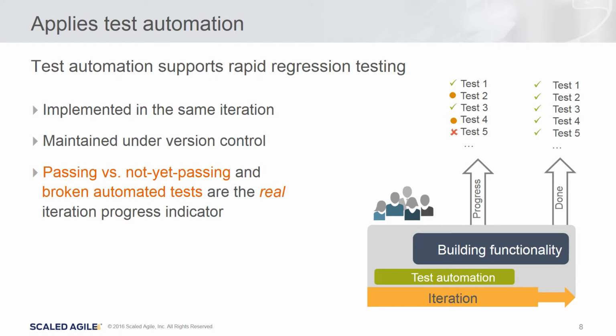Agile teams apply test automation, and that supports rapid regression testing. Why do we need that? Because when we're providing these basic cycles, each time we make a change, we have to make sure that the system as a whole still works. Some degree of test automation is going to be mandatory for that. The tests need to be implemented in the same iteration as the code, and tests are maintained under version control. They're part of your system. Passing and not passing tests are the real progress indicators.